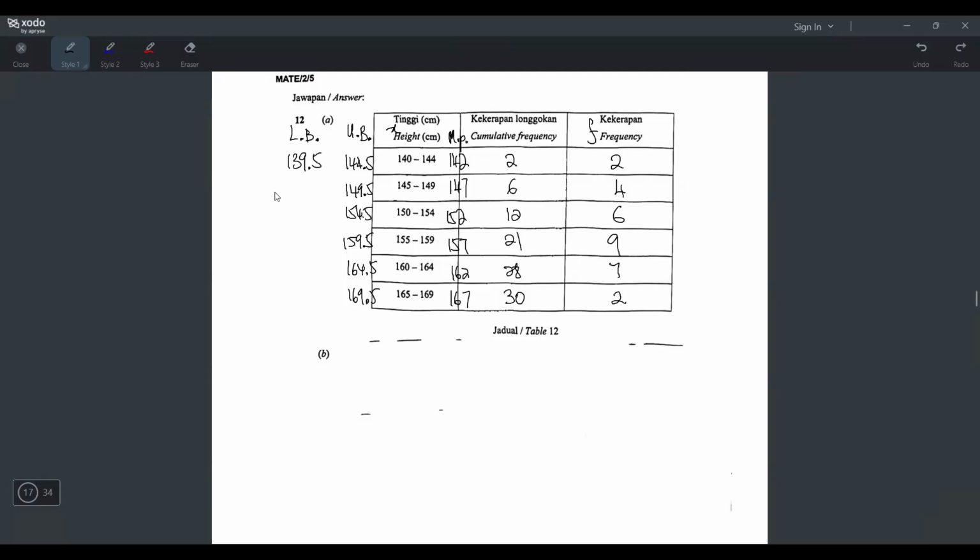Next one is 145 plus 144, divided by 2, which is 144.5. And since this one and this one are the same, this one and this one are also the same, 149.5. And then 154.5 will be the same here. And this one is the same as that, 159.5. So how do you get 164.5? It's 165 plus 164 divided by 2, okay? Or you can say it's like finding the midpoint of these two numbers. It's the same thing.